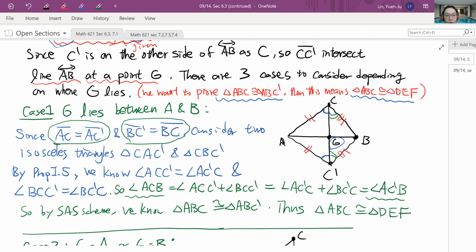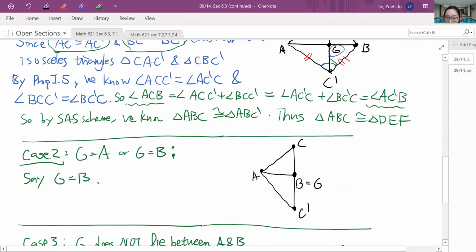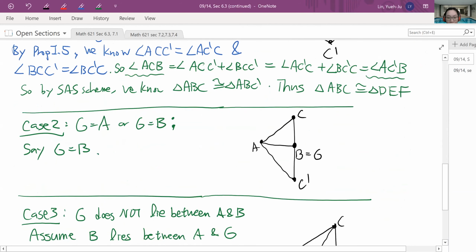As I said, the homework is for case 2 and case 3, but you can see this is not too bad.